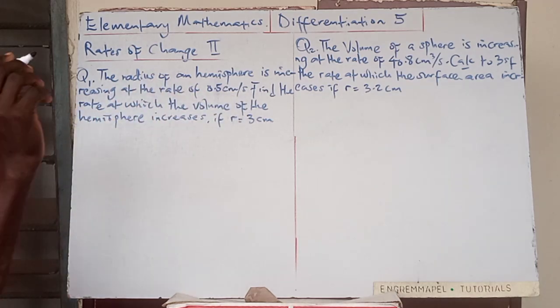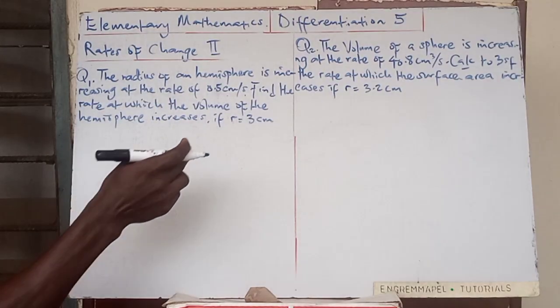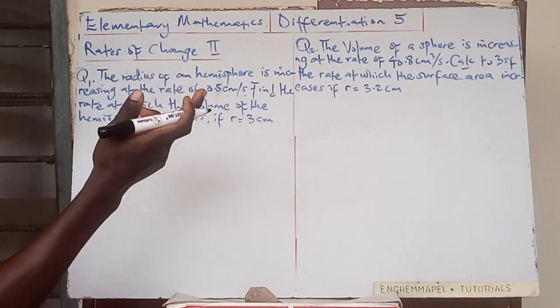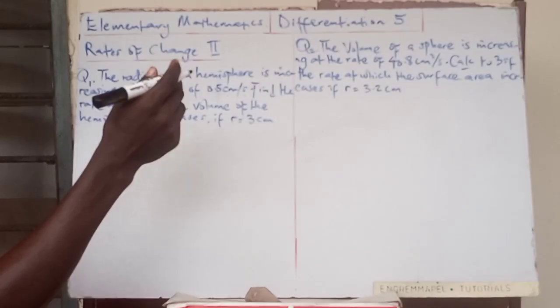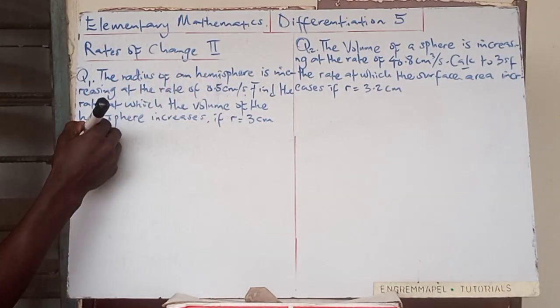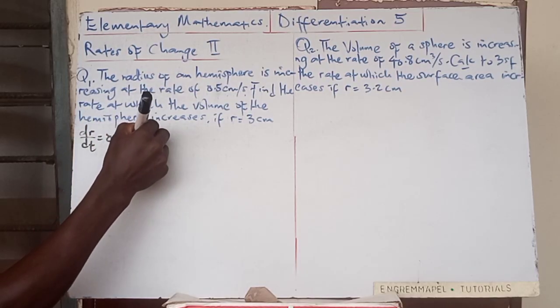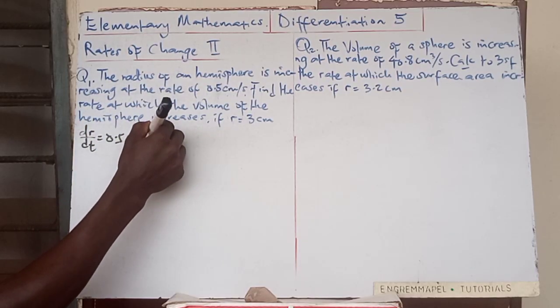Now, even looking at the unit, you already know what you are asked and what you are given. This is centimeter, that's radius per time. So you have been given your dR/dt. The radius is increasing at a rate, so your dR/dt is 0.5 centimeter per second.